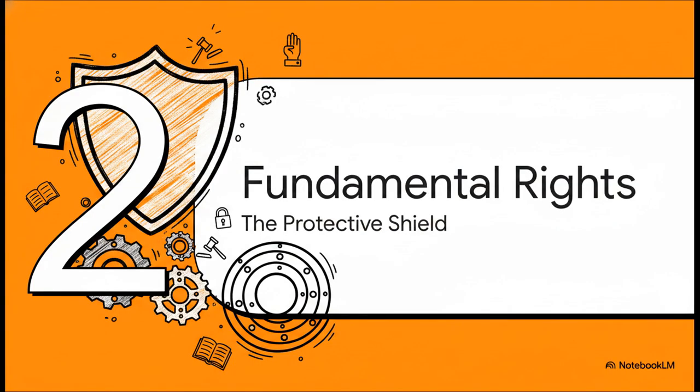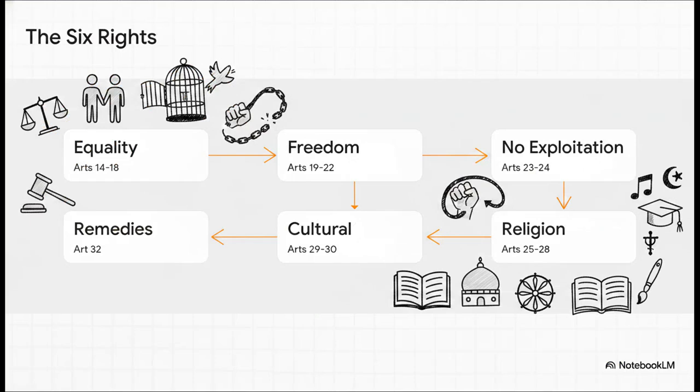Section 2. The 6 Fundamental Rights. The Protective Shield. All right, let's transition from that massive overarching structure straight down to the specific mechanisms that actually protect you, the everyday citizen. The source notes neatly classify these fundamental rights into 6 active categories. First up, the right to equality, which is covered in Articles 14 to 18. Second, the right to freedom in Articles 19 through 22. Third, the right against exploitation, found in Articles 23 and 24. Fourth is the right to freedom of religion, Articles 25 to 28. Fifth, cultural and educational rights in Articles 29 and 30. And finally, the absolutely critical right to constitutional remedies in Article 32.